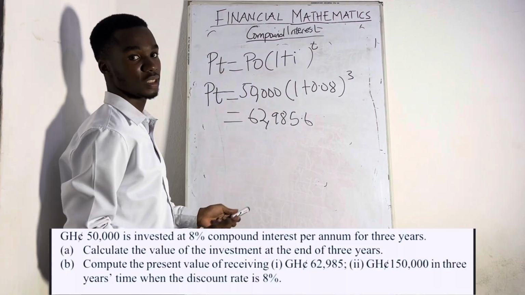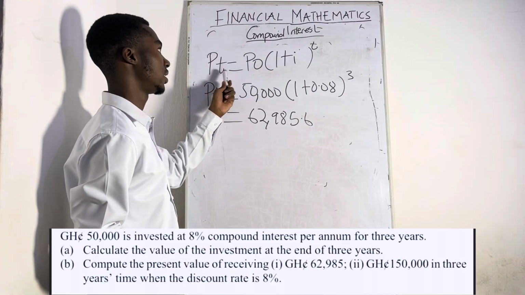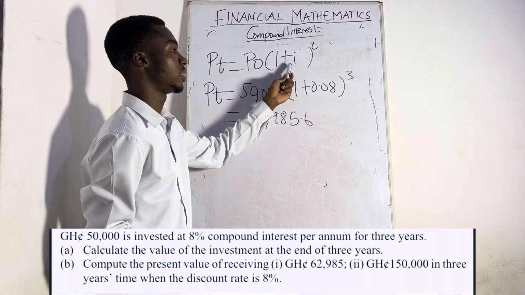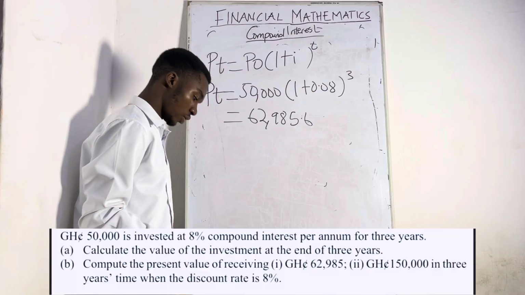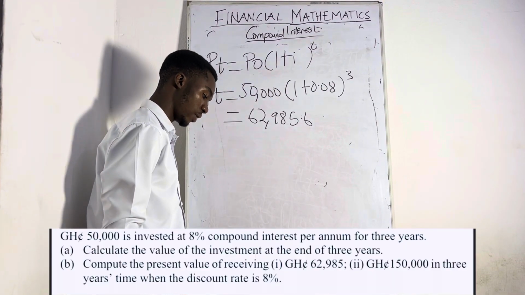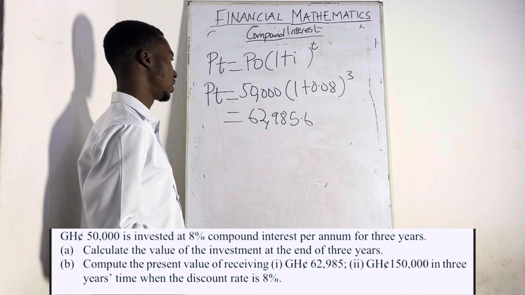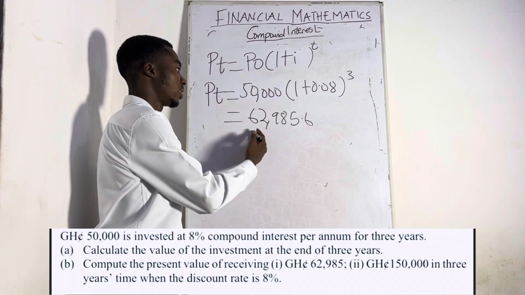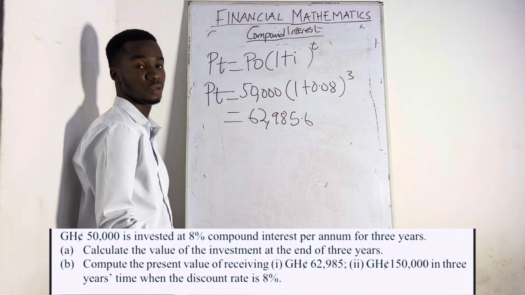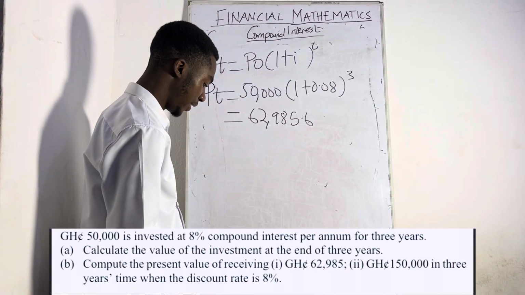So anytime they give you a question like this, just use the formula. This is the future value, this is the present value, this is the interest rate, and this is the time. You get it? So that's for the A part of the question. Calculate the value of the investment at the end of the 3 years. So you just see that at the end of the 3 years, the value of the investment is 62,985.6 cedis. You get it? Now let's go to the B.